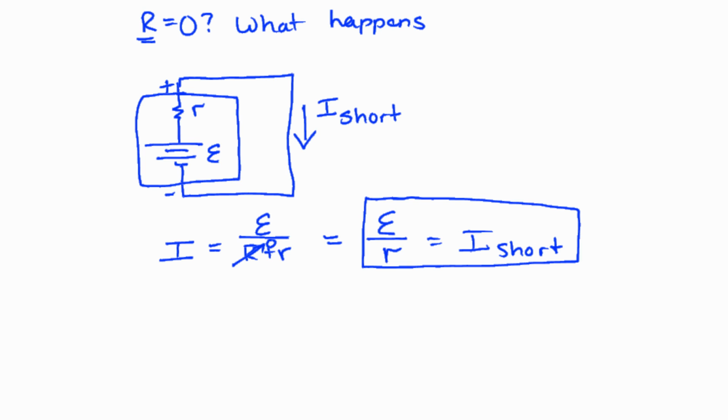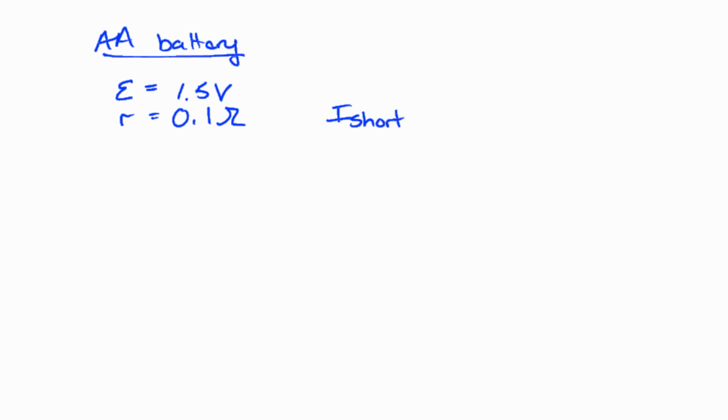So let's do an example. Say we have a AA battery that has an EMF of 1.5 volts and an internal resistance of about 1/10 of an ohm. So what is our short current here? What's the maximum possible current that this battery can produce? So that's going to be 1.5 volts over 0.1 ohms, which gives me 15 amps. So when you connect a wire across the battery, a AA battery, as some students did in lab, it's producing a current as fast as it can.